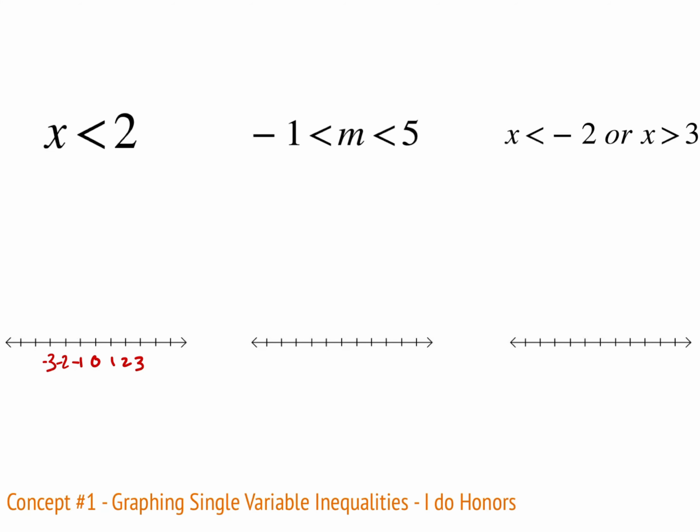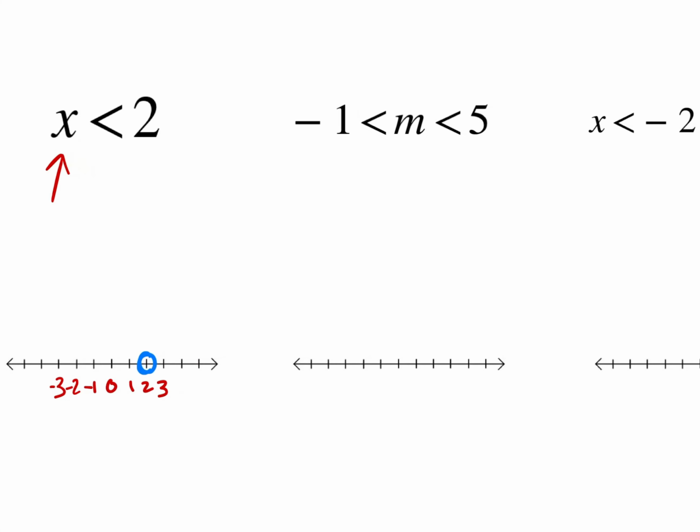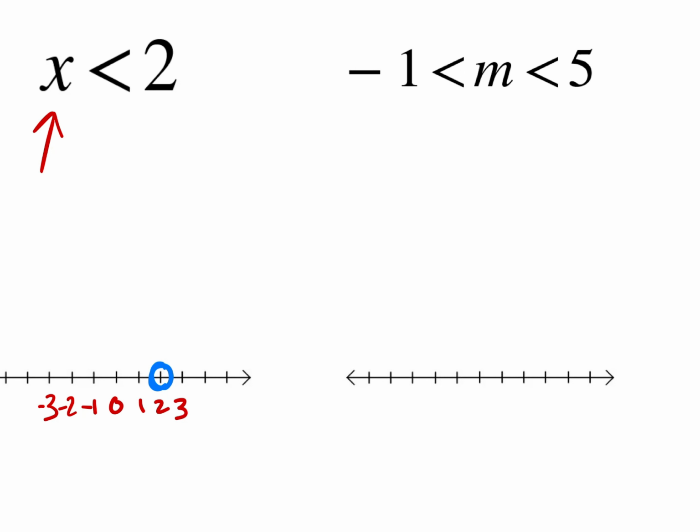Now we want our line to represent all of the things that would be true for X, right? So if I look at X, 0 is less than 2, -10 is less than 2, 2 is not less than 2, that would be false. So I'm going to use an open dot on 2 because 2 cannot be a solution. Let me zoom in a little bit here, just a little bit. And I need to fill in the direction of the solution.